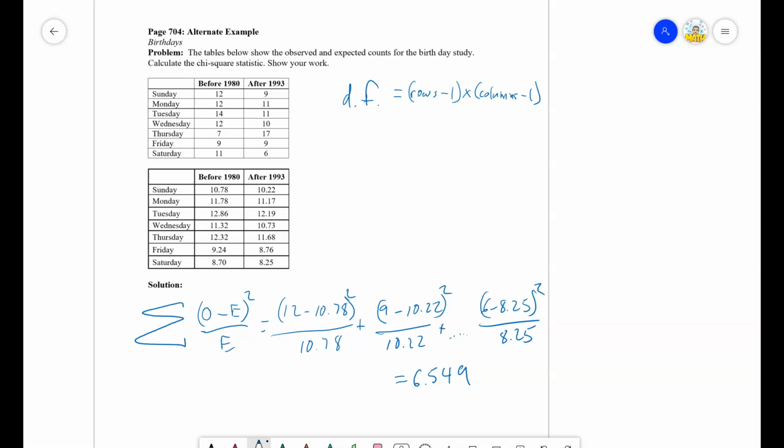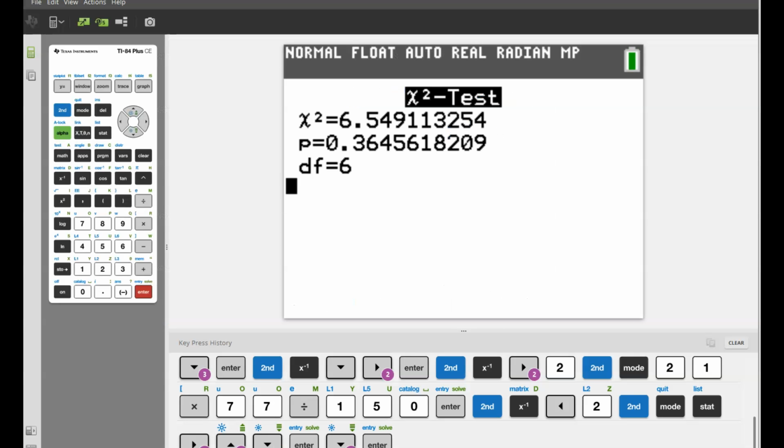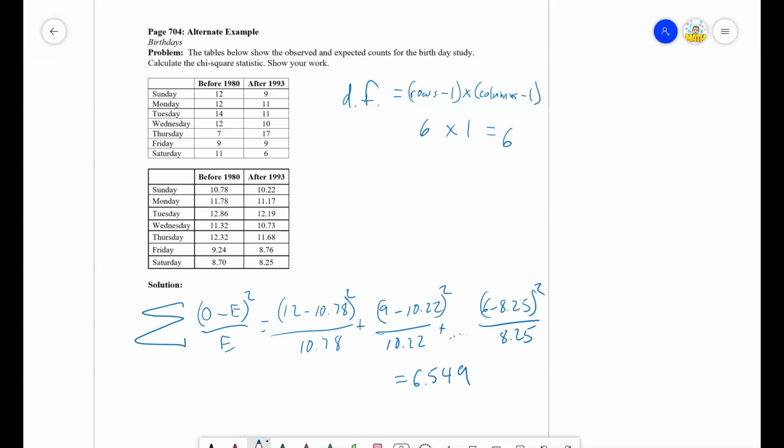So we had 7 rows here. So 7 minus 1 is 6. So this would have been 6 times, and we had 2 columns. 2 minus 1 is 1. And that's where our 6 degrees of freedom comes from. So that is something you're going to have to commit to memory for the new chi-squared test. The degrees of freedom is rows minus 1 times columns minus 1. In the chi-square goodness of fit situation, it's just number of categories minus 1.